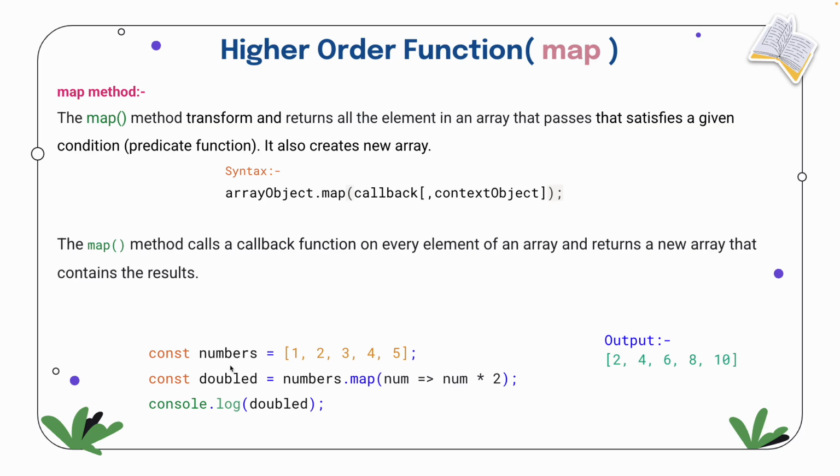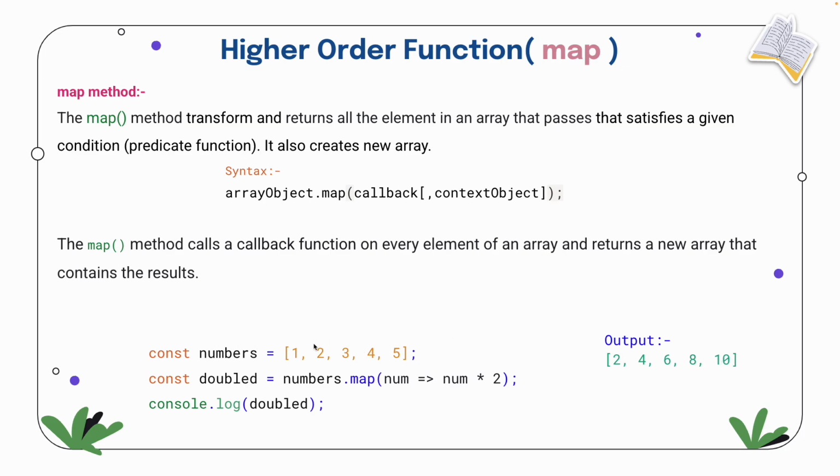So see here what we have, numbers 1 2 3 4 5. I want to multiply all the numbers by 2. So 1 into 2, 2 into 2, 3 into 2, 4 into 2, 5 into 2. But it returns a new array. It will not change the original array. So you will get 2 4 6 8.